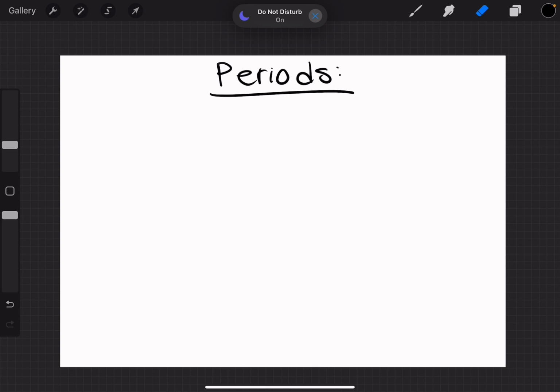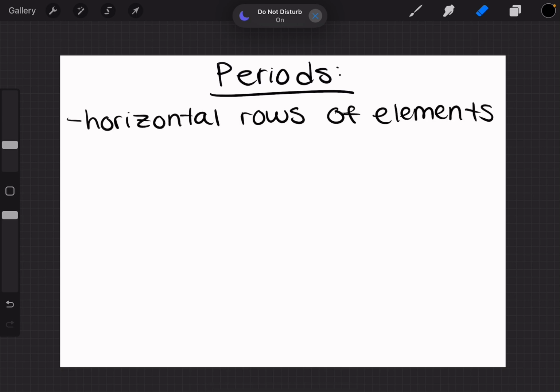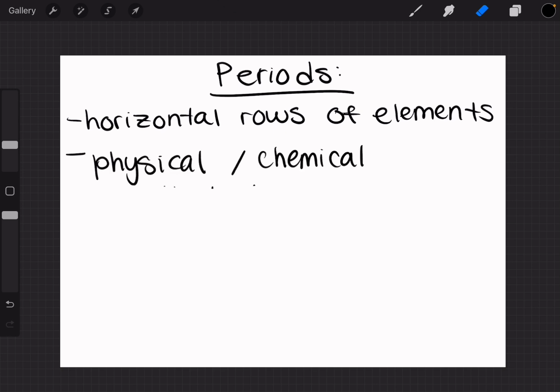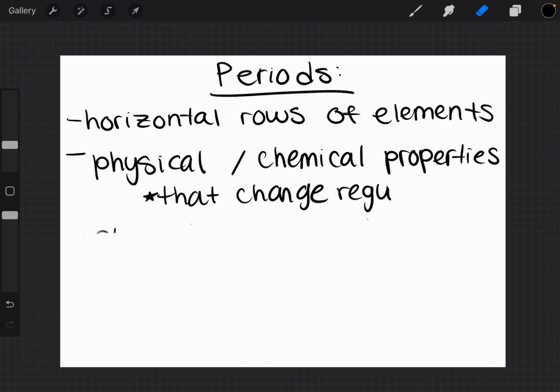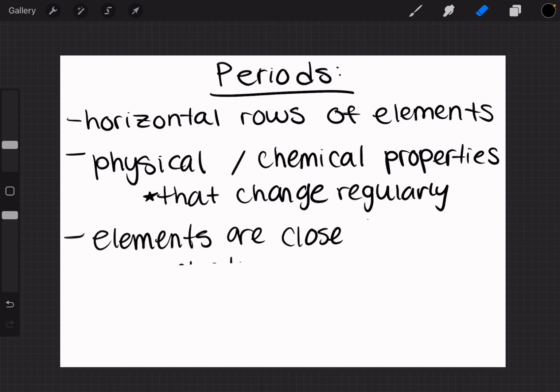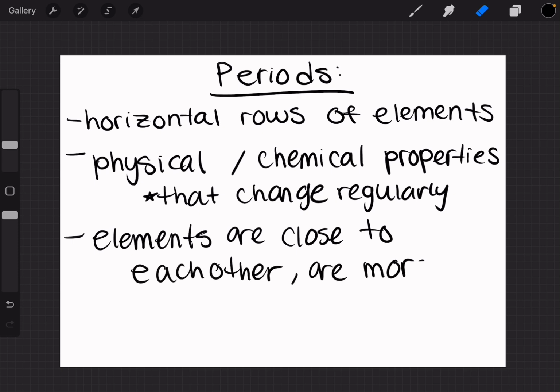Periods on the periodic table. These are the horizontal rows of elements on the periodic table. They have physical or chemical properties, and these properties are changing pretty regularly. Elements that are closer to each other are more similar.